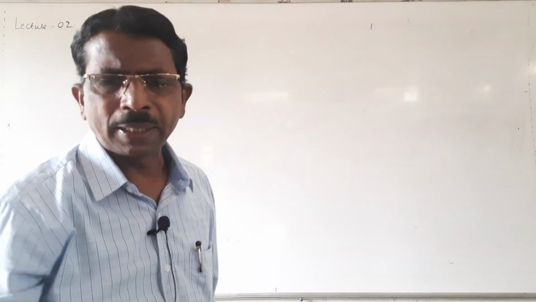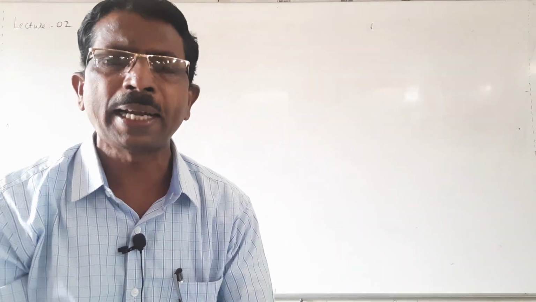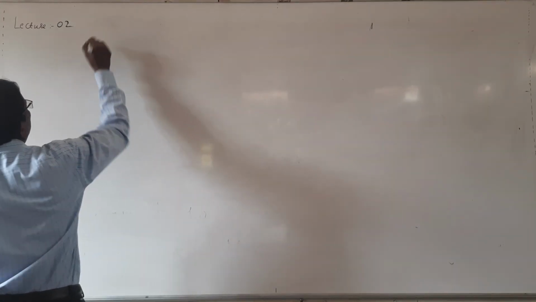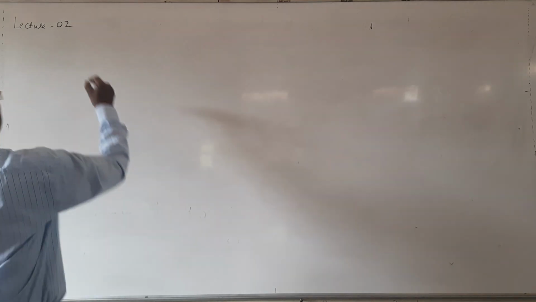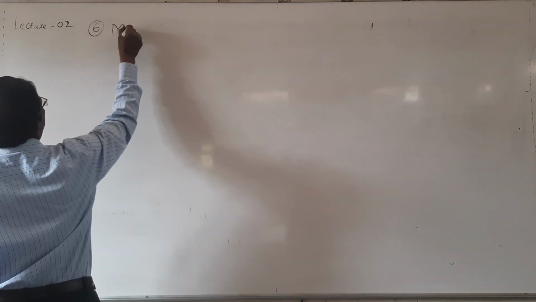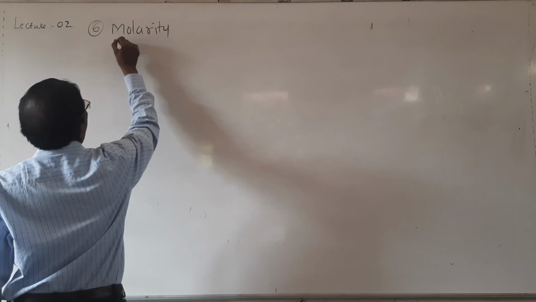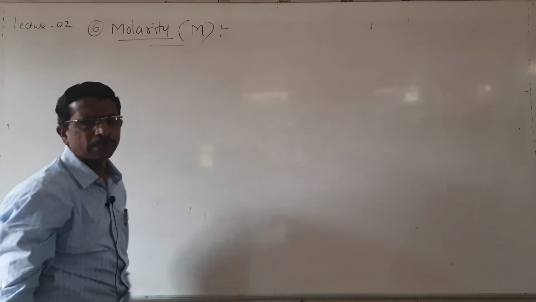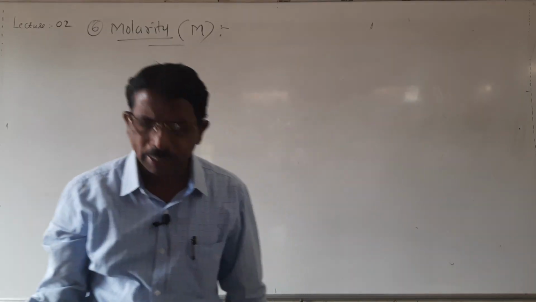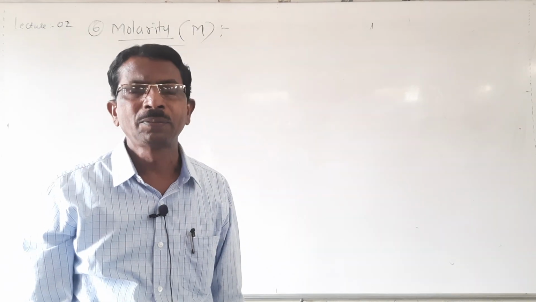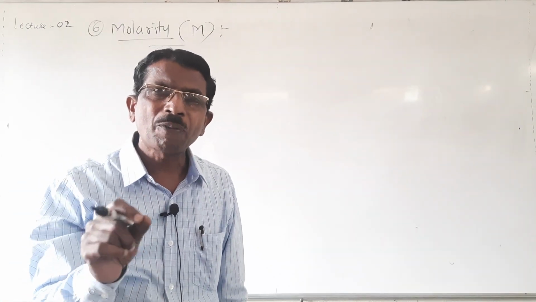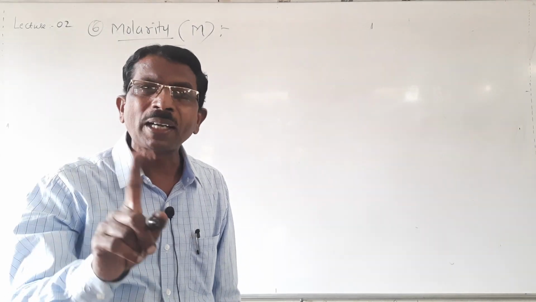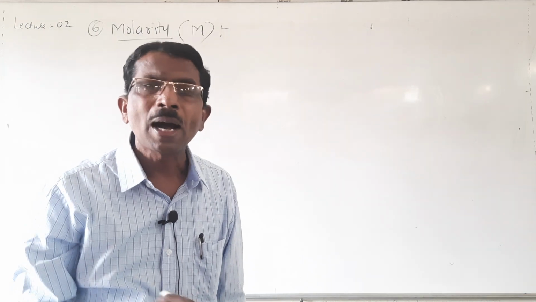Then another concentration term is called molarity. You are familiar with this molarity. The next component here is molarity. It is the sixth one. Molarity is represented by capital M. Remember students, it is denoted by capital M. Then what is molarity? It is the number of moles of solute present or dissolved in 1 liter or in 1 dm cube of the solution.